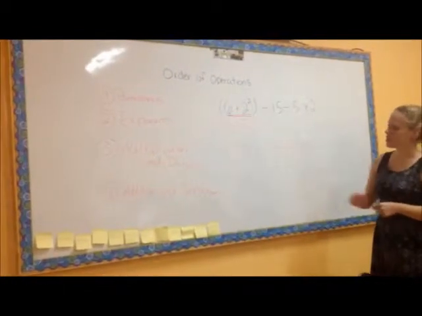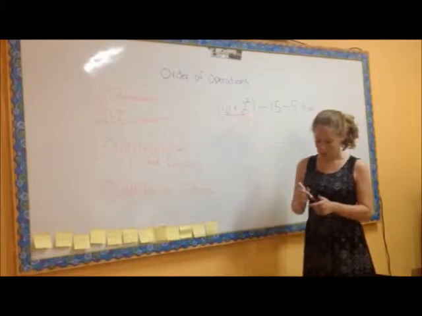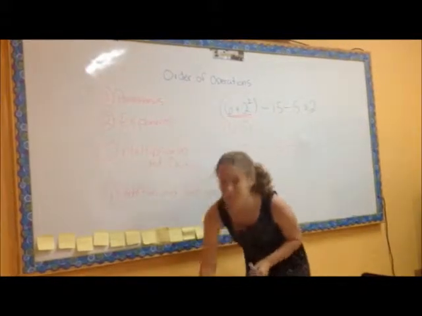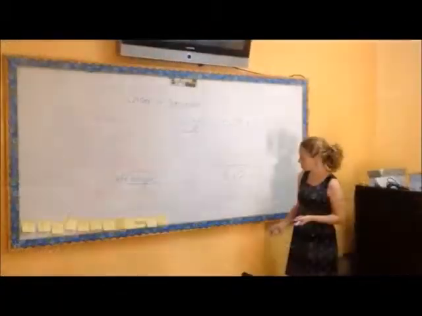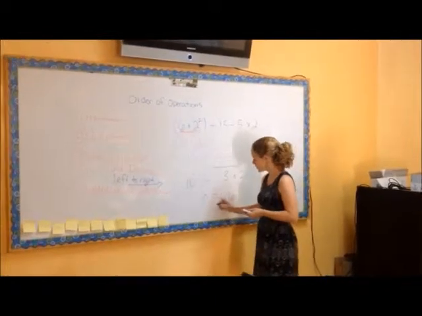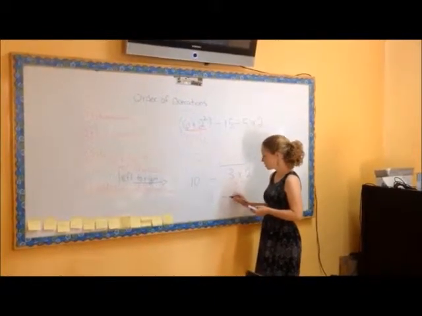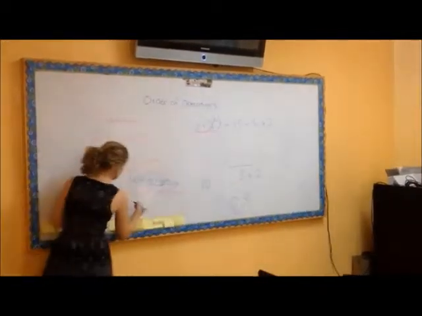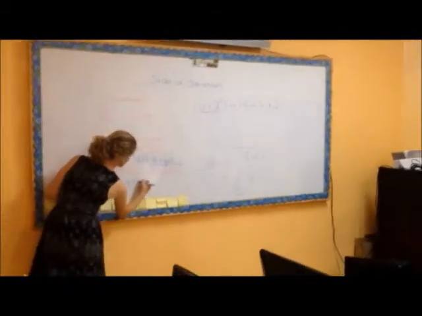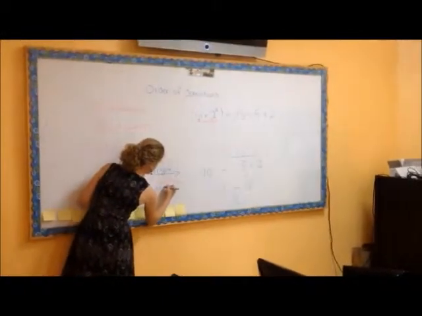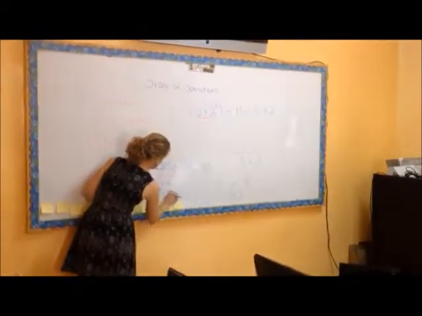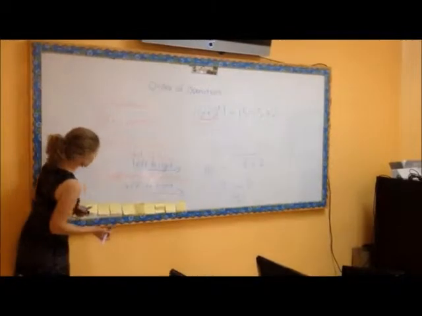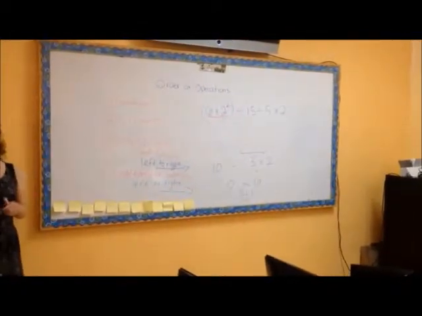Next, we want to do any multiplication and division. And with the multiplication and division, it's important to go from left to right. Then the addition and subtraction, 10 minus 6 is 4. And 4 is our answer. And if we were to have addition and subtraction, it's the same as multiplication and division. You want to go from left to right on that as well. And that is, very quickly, the order of operations.